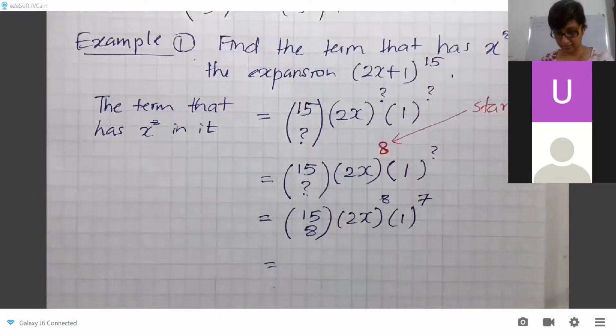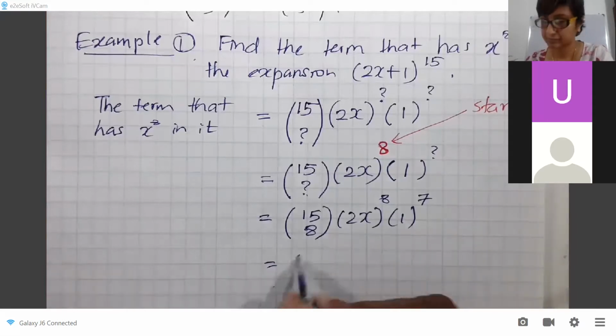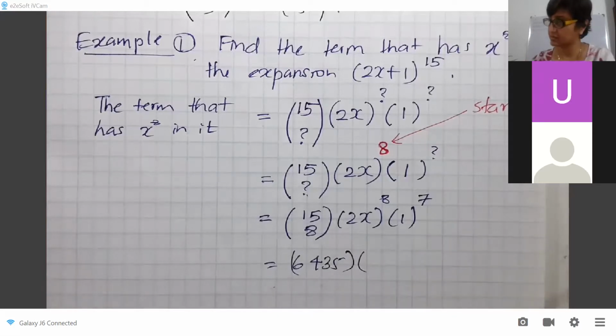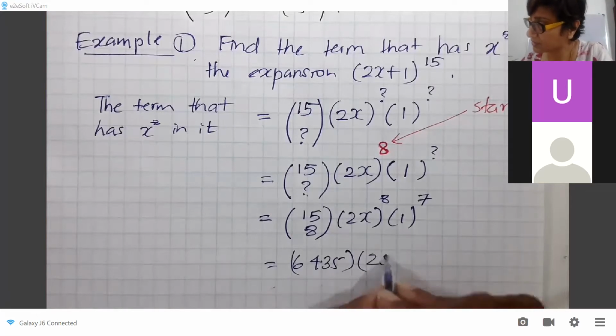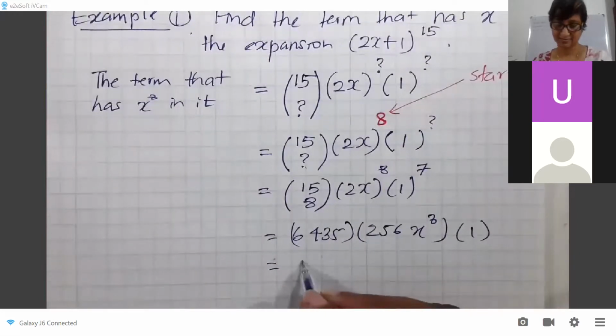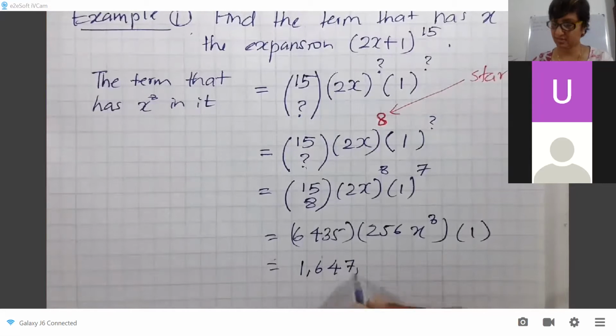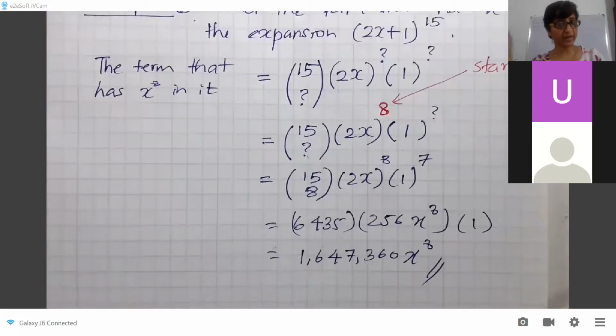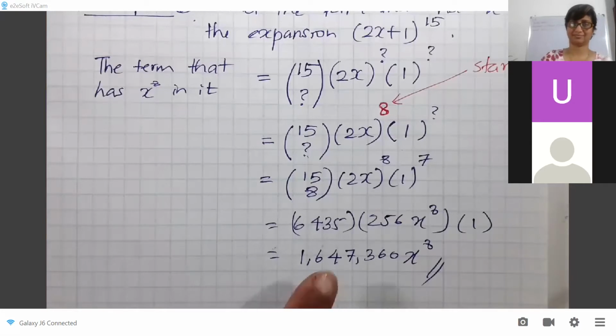15 choose 8, to the power of 8. That's just 1. Whew, you get a huge number. 1,647,360 x to the power of 8 is your term. In this expansion, the term that has x to the power of 8 is that. Okay.